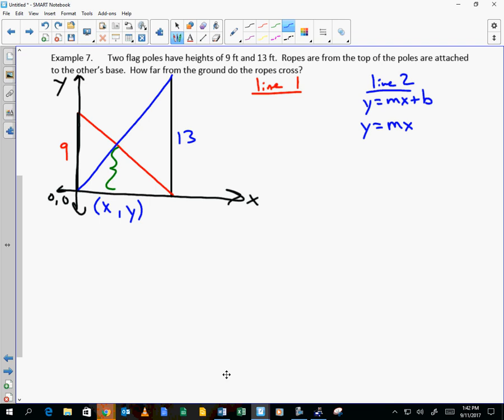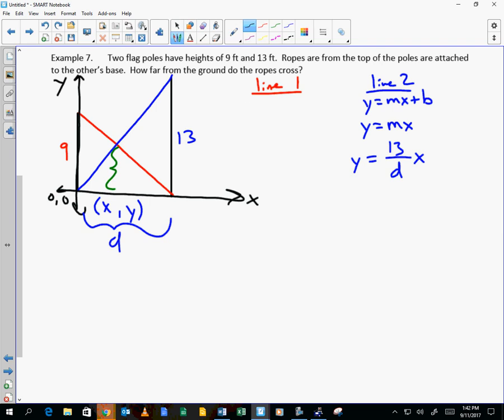Rise over run. So what would I rise to get from here to here? 13. What do I run? We don't know. Some distance we call d. So we'll say that y is equal to 13 is my rise, d is my run, and we'll call it x. Okay, I don't like the d, but I don't know what else to do, so I'm just going to roll with it.